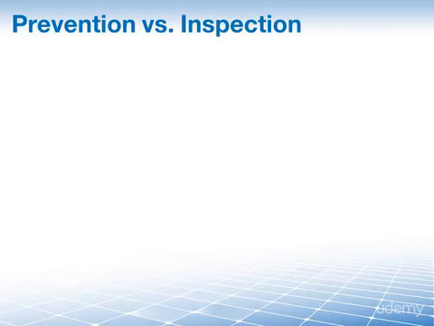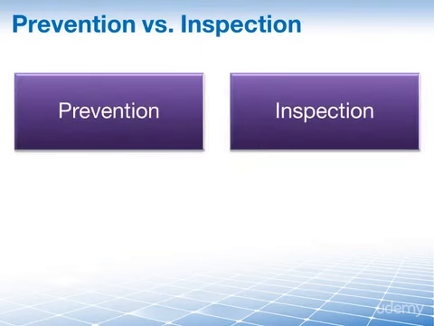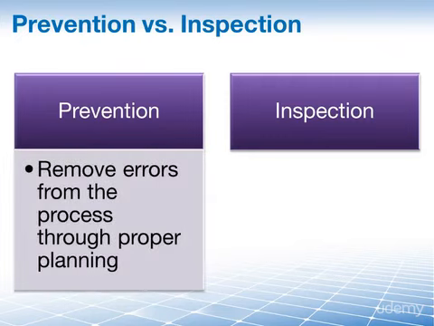There are a few terms that we should review before we move on. These terms are actually presented in pairs, and it's useful to know the difference between them. Our first pair, of course, is prevention and inspection. So prevention is what a modern quality management system is all about. You want to keep the errors out of the process by planning accordingly. It's keeping the defects from even occurring.